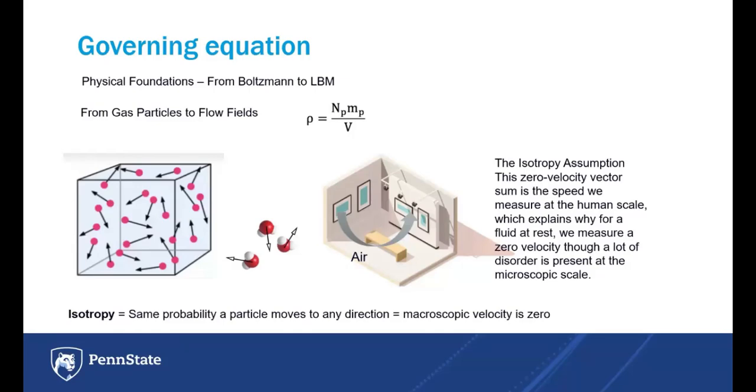This leads to the key concept, which is isotropic. It means that the probability of a particle moving in any direction is the same because of this directional symmetry. The net effect of all particle motion cancels out, and the macroscopic velocity is zero, even though there's intense microscopic activity. So to summarize, isotropic equals the same probability in all directions, which equals macroscopic velocity of zero.